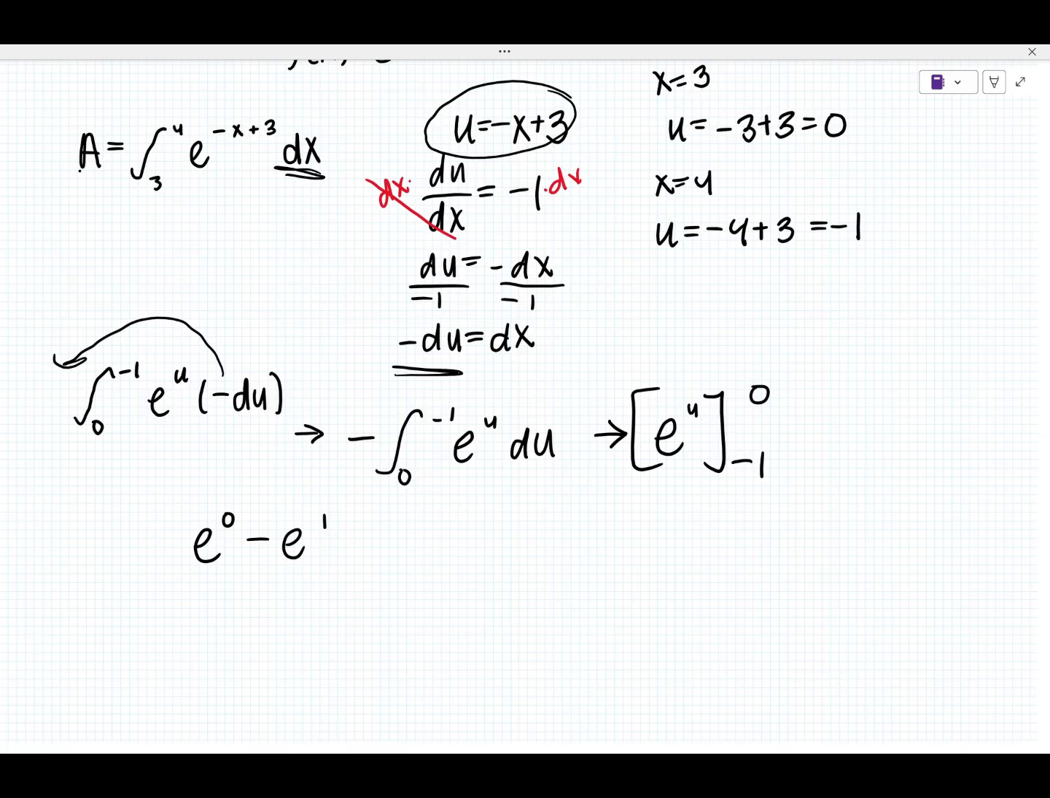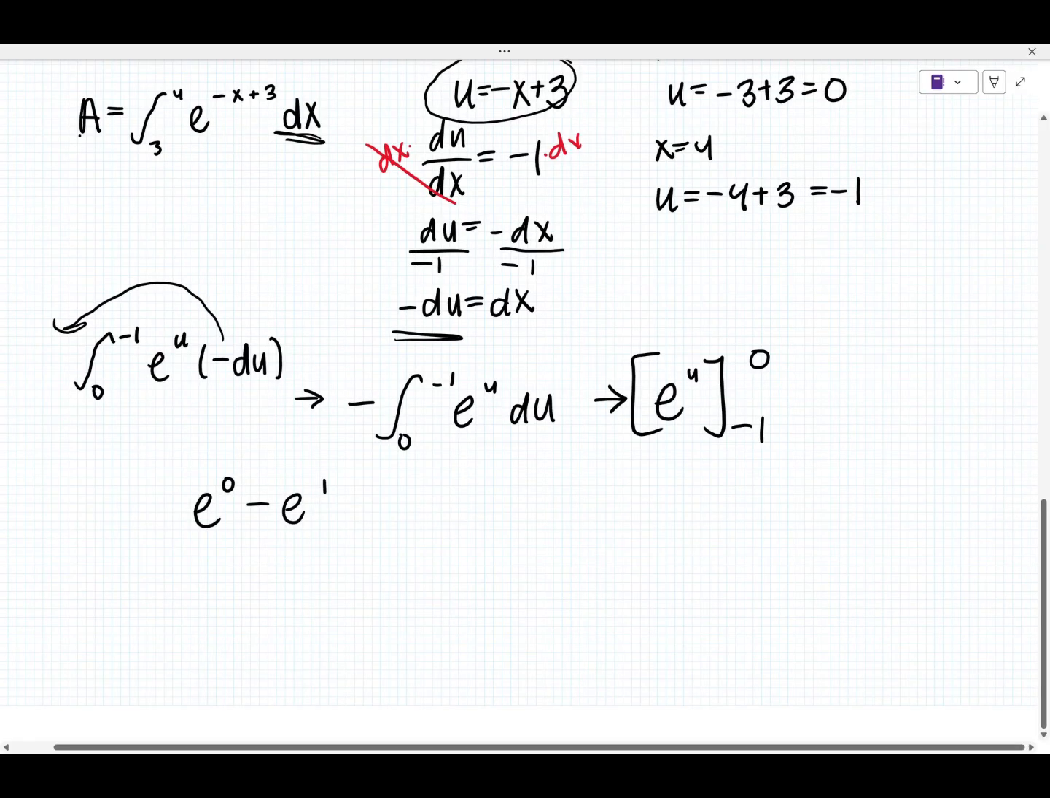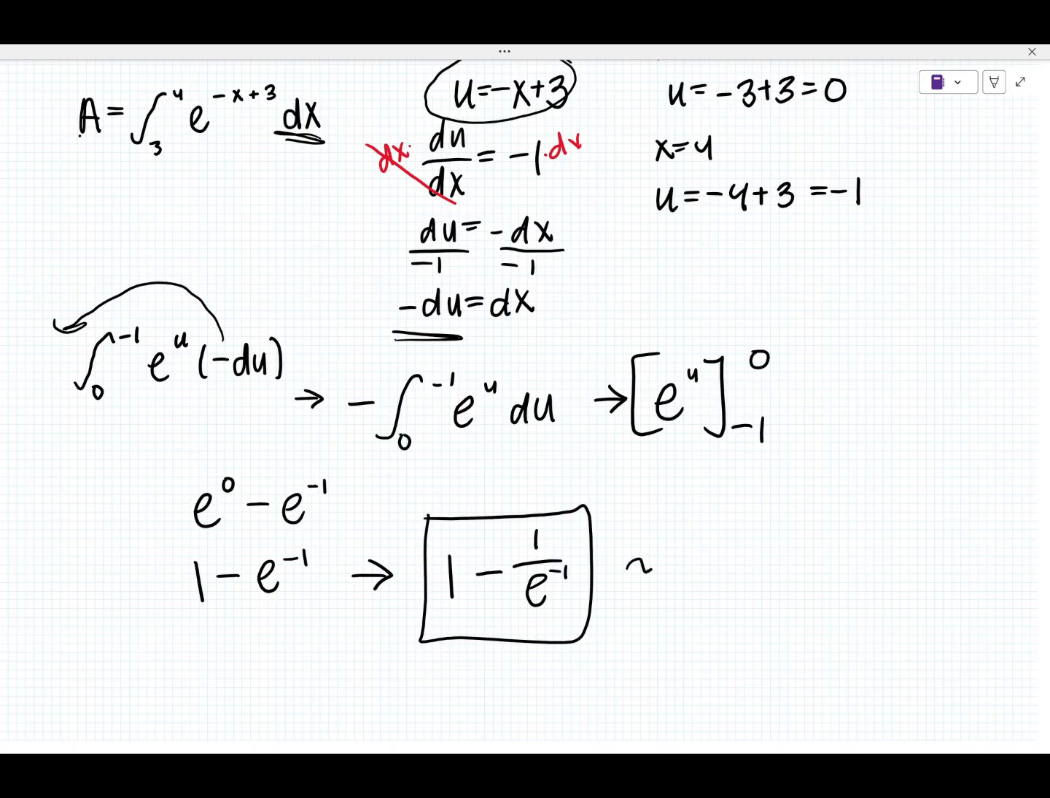Anything to the power of 0 is still 1. Oh, sorry, this is a negative 1. That's going to change into 1 minus e to the power of negative 1. And then we can rewrite that using the exponent rule as 1 minus 1 over e as our answer. And if you plug this into the calculator, you're going to get around 0.632.